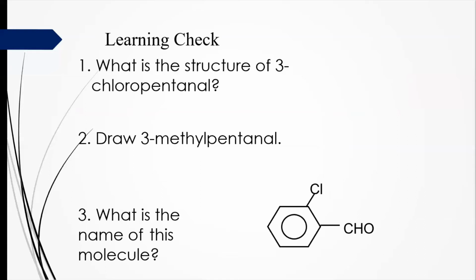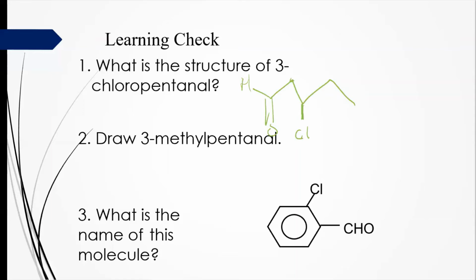So for 3-chloropentanal, we should have 1, 2, 3, 4, 5. Now our last one, or our first one, either one, should have a double bond to an O and an H. So that's carbon 1, that's carbon 2, and so this one's carbon 3, and so we can add a Cl to that.